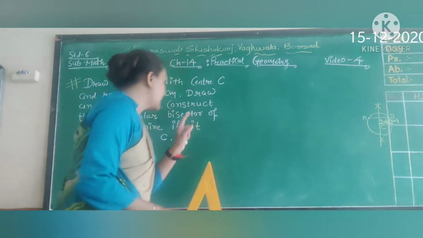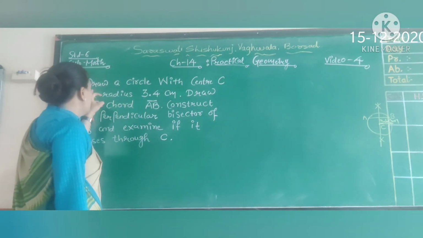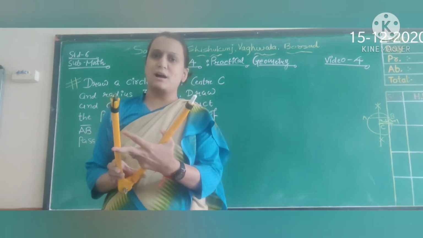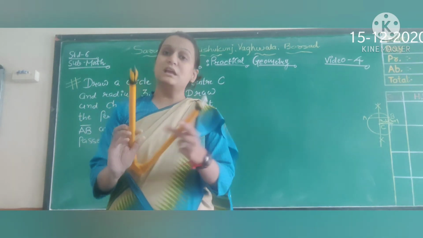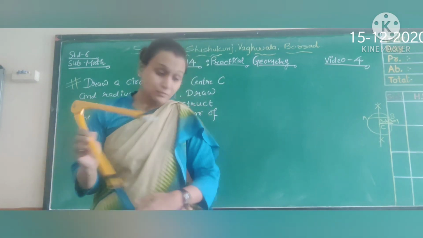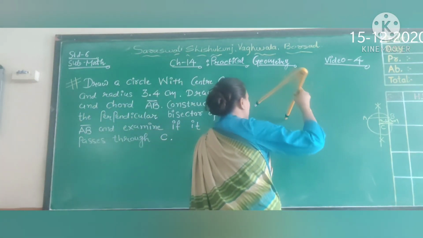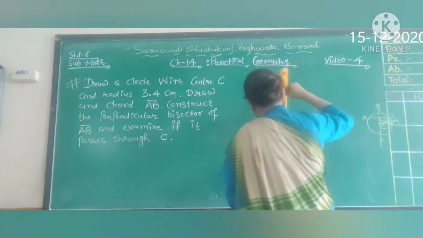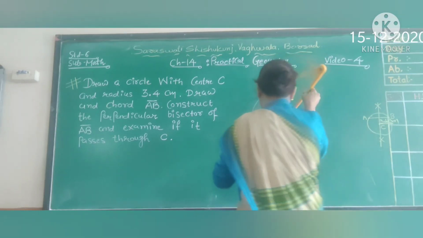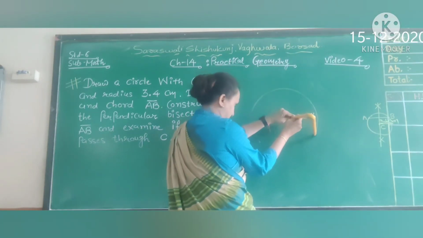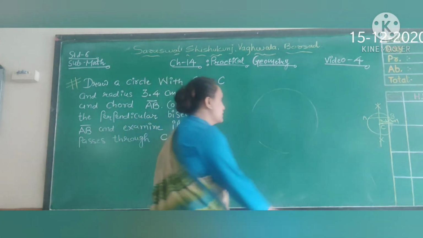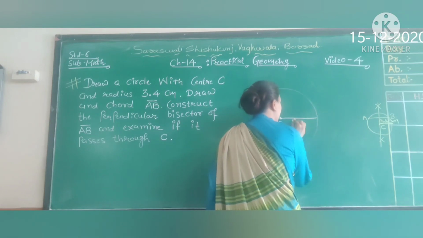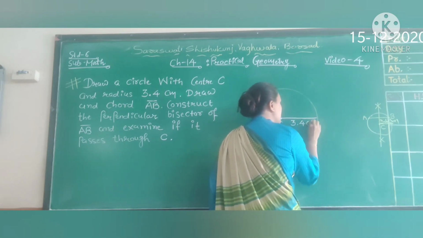So with the help of a scale, first we have to draw a circle with 3.4 cm. So with the help of a compass, you have to take a measurement of 3.4 cm. Okay. So first we are going to draw a circle with the help of the compass. This is the center. So let us define here point C, and this much is our radius, which is equal to 3.4 cm.